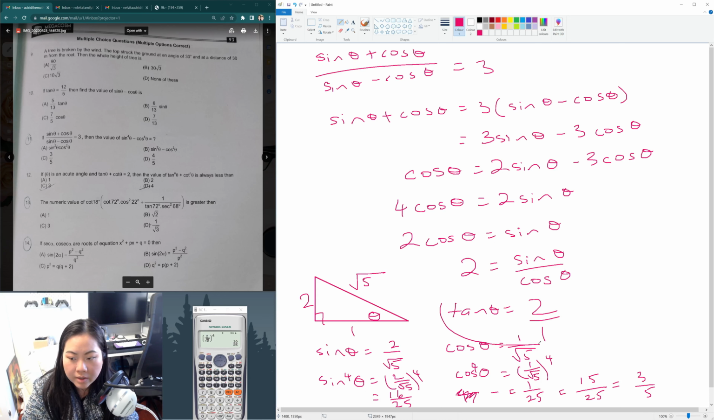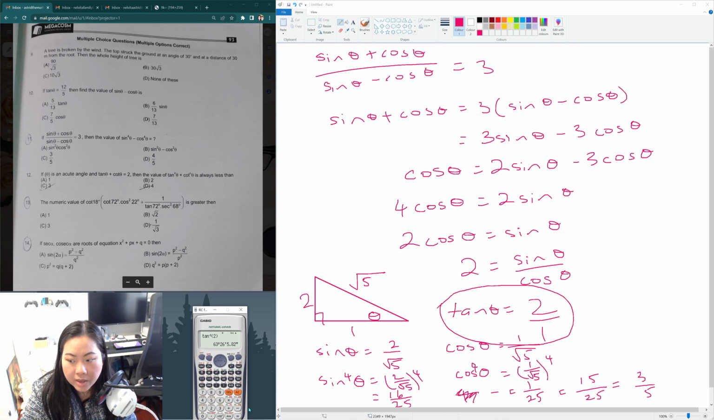Okay, now we can try the other method. So when we got up to here, where tan theta equals 2, we can actually find out what theta is. Shift tan 2 equals. So that's the angle. And we just substitute it into here and see if we get 3/5. So sine answer to the power of 4 minus cos answer to the power of 4 equals 3/5. There you go.